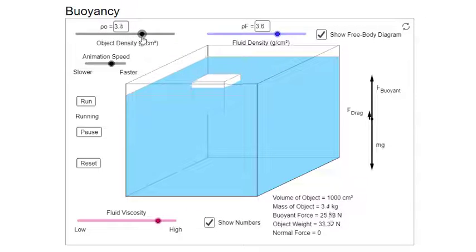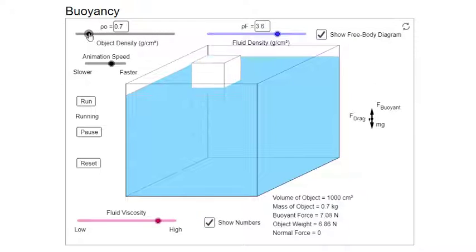On increasing, the buoyant force is increased, and on decreasing, the buoyant force is decreased. Therefore, we can conclude that if more volume is displaced, buoyant force would be more, and if less volume is displaced, buoyant force would be less.